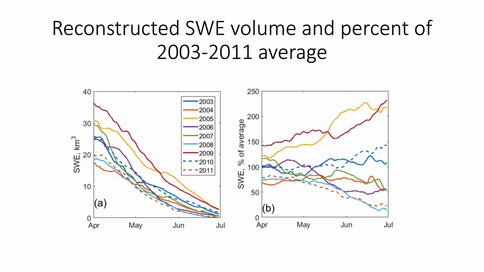The graph on the right side shows the difference from average over the same period as a percent for each of the years. These estimates are used as predictors in our machine learning to predict real-time SWE. Remember, the reconstruction is only retrospective, while the machine learning allows us to predict snow water equivalent in real time.